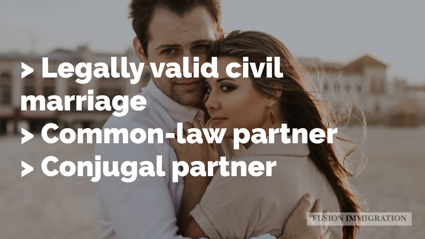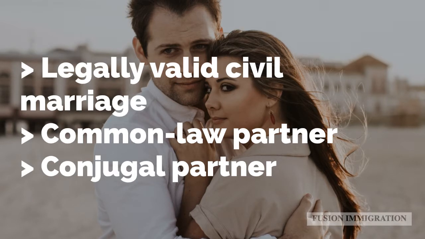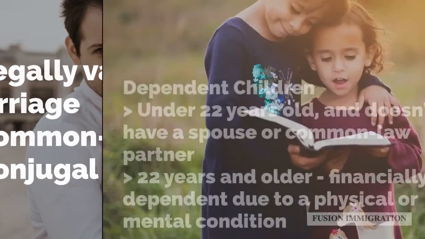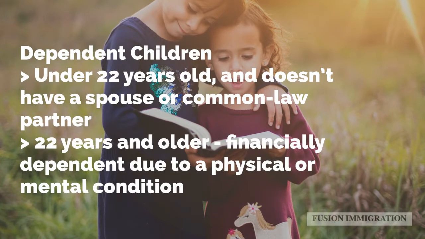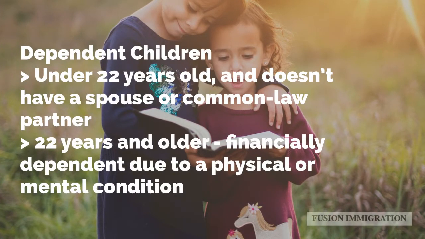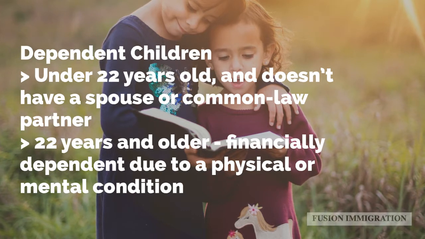If your spouse or common law partner is living in Canada with you and is applying as a member of the spouse or common law partner in Canada class, they can also apply for an open work permit when they apply for permanent residence. Your child or the child of your spouse or common law partner can be considered a dependent child if that child is under 22 years old and doesn't have a spouse or common law partner.